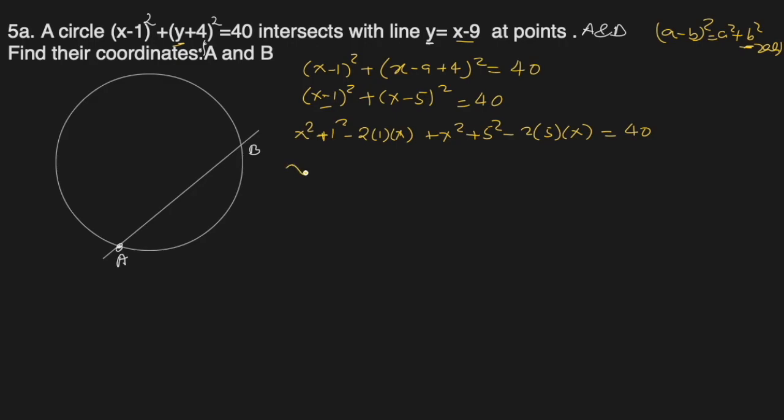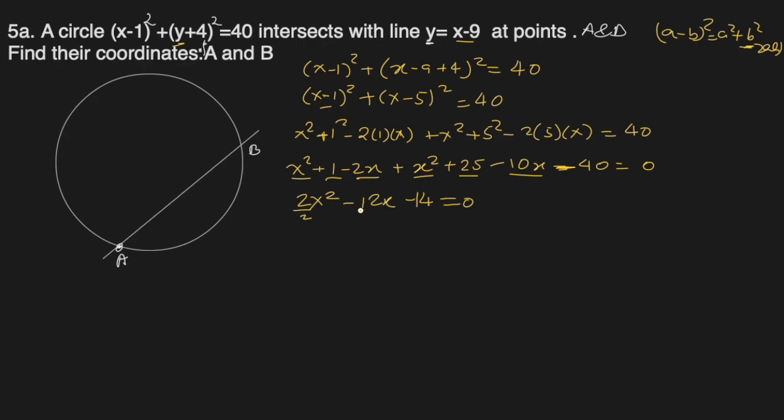Okay, so x square plus 1 minus 2x plus x square plus 25 minus 10x equal to, rather let's bring this 40 also to the left side and keep 0 on the right side, so it becomes negative 40 when it comes to the left side. x square and x square is 2x square, minus 2x minus 10x will be minus 12x. 1 plus 25 is 26 minus 40 will be minus 14 equal to 0.